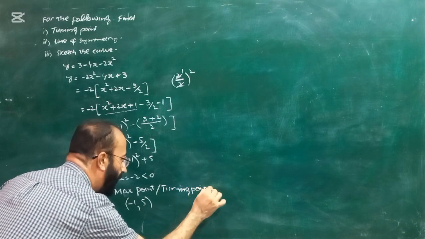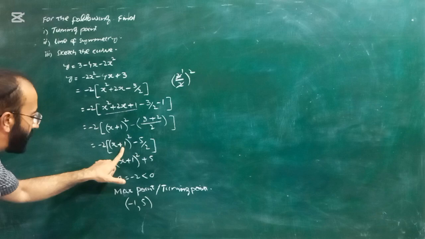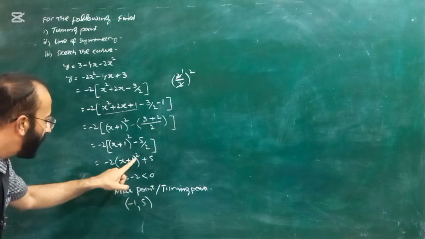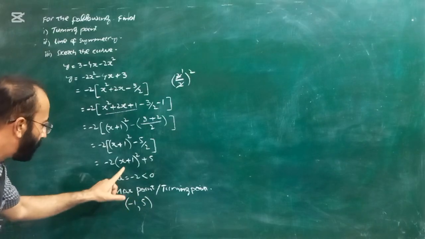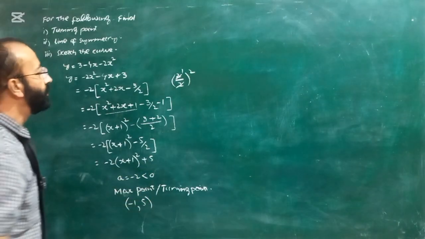So the method to find the turning point is just to take the opposite sign of this one. So here is plus 1, so make it minus 1, and this thing will remain as it is. So minus 1 and 5 is the turning point.